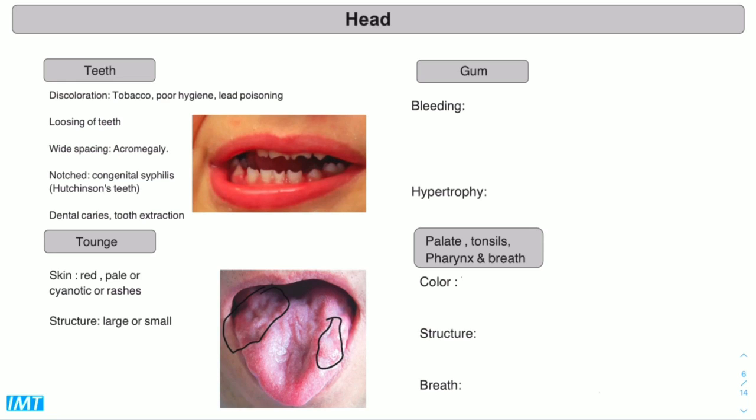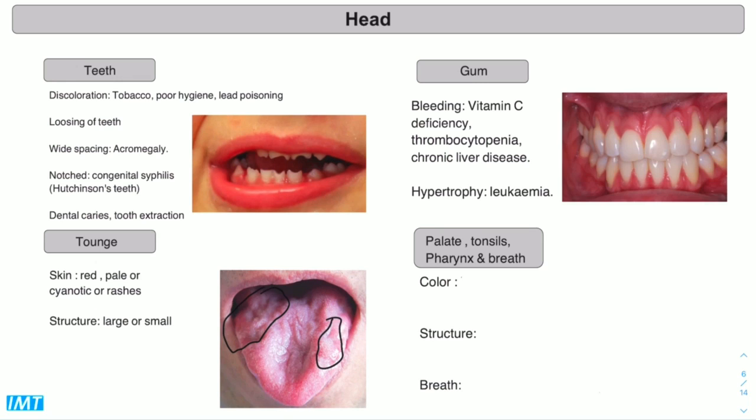Next thing is the gum assessment. If there is any bleeding, it suggests vitamin C deficiency, thrombocytopenia, or chronic liver disease, and if there is hypertrophy, it suggests leukemia. As you can see in this picture, this is a healthy gum, no bleeding, no change in the color, obviously normal structure. Last thing in the head to assess is the palate, tonsils, pharynx, and the breath.